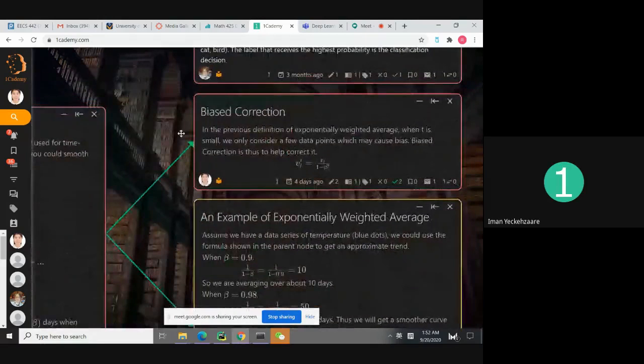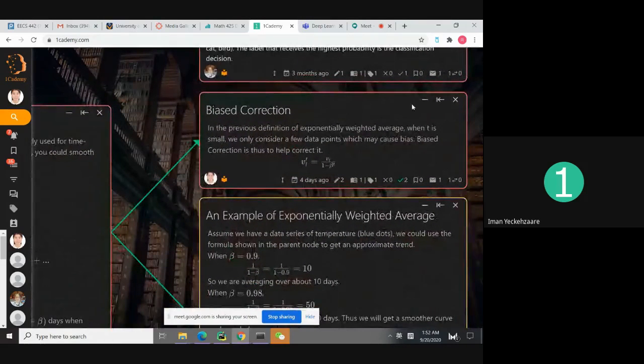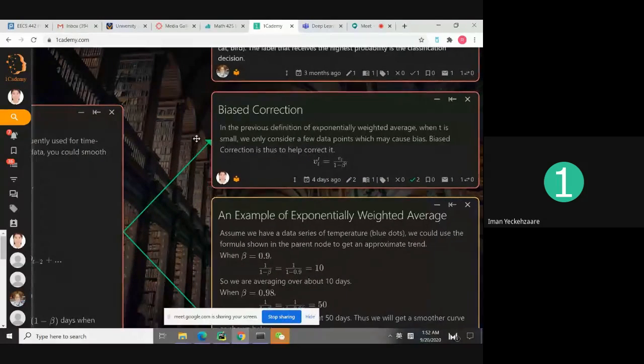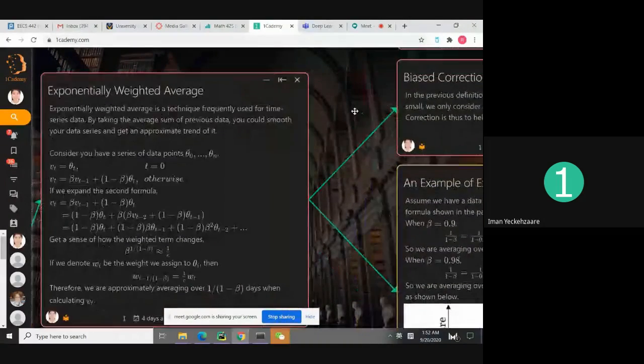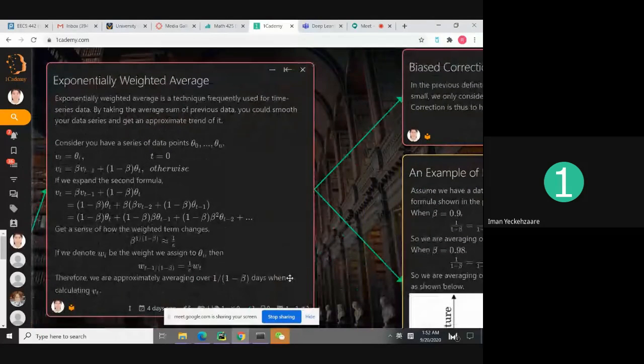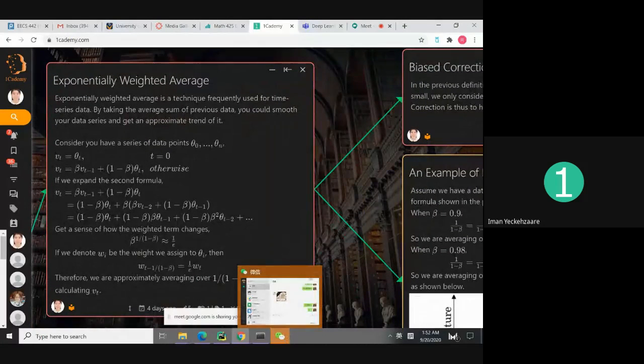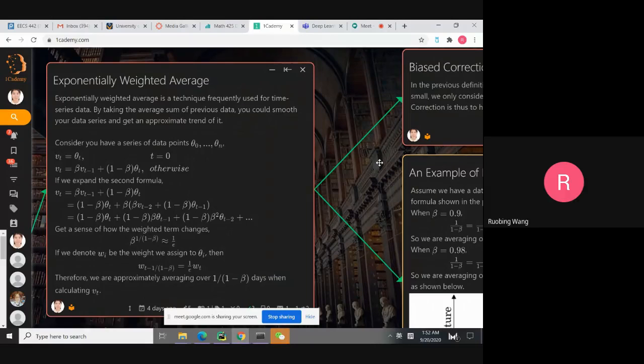This is very helpful. Any questions about how we derived the formula? Is there any questions? Great. Please continue.